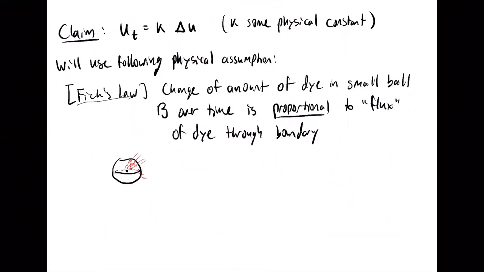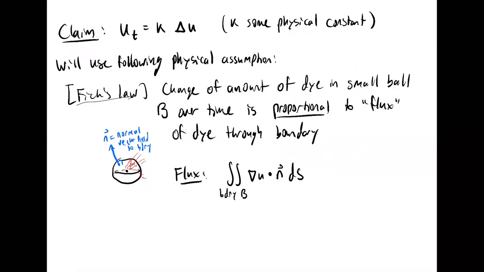Okay, and so here we're going to have to remember some things from multivariable calculus, which we talked a little bit about during our first Zoom meeting. Let's say this is my ball B. Remember that I'm going to use n to denote the normal vector field to the boundary. And so what is the flux? I put this in quotations. We can mathematically describe the flux by integrating along the boundary of B the gradient of my concentration dot product with n ds, right? So this is a surface integral on the boundary, where again, u is the concentration of the dye in the ball.